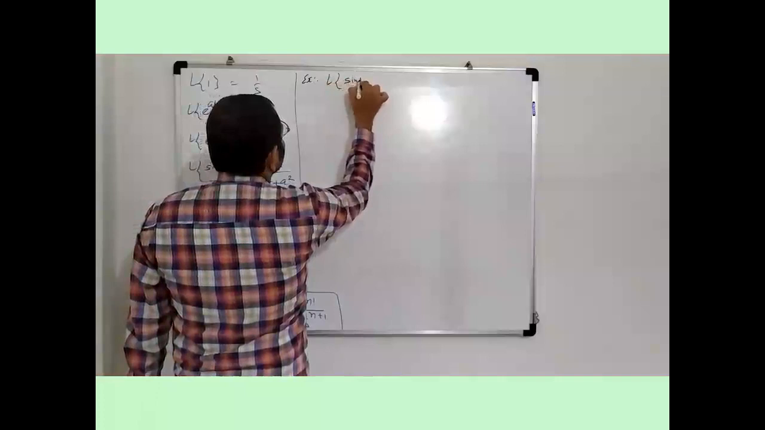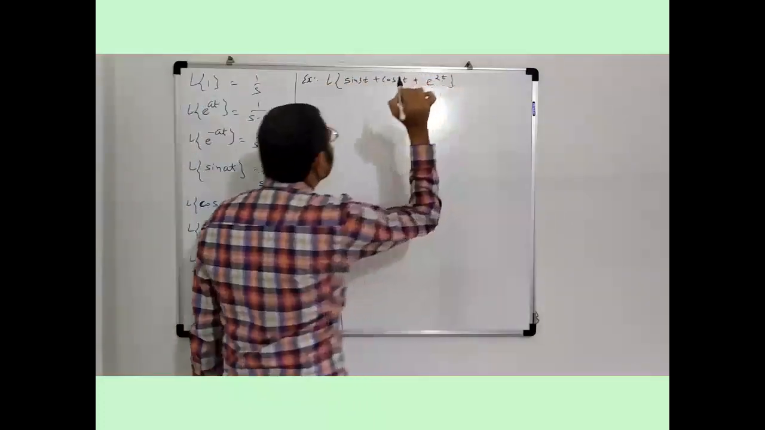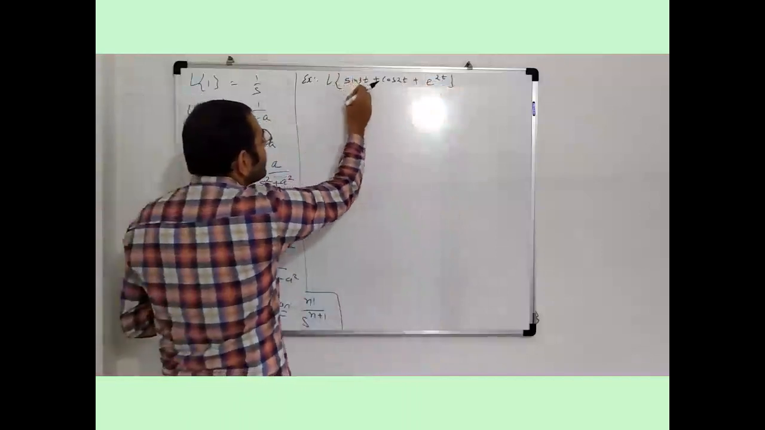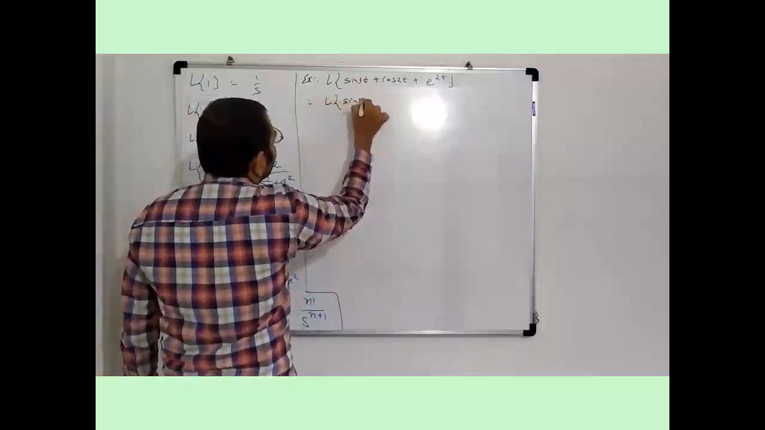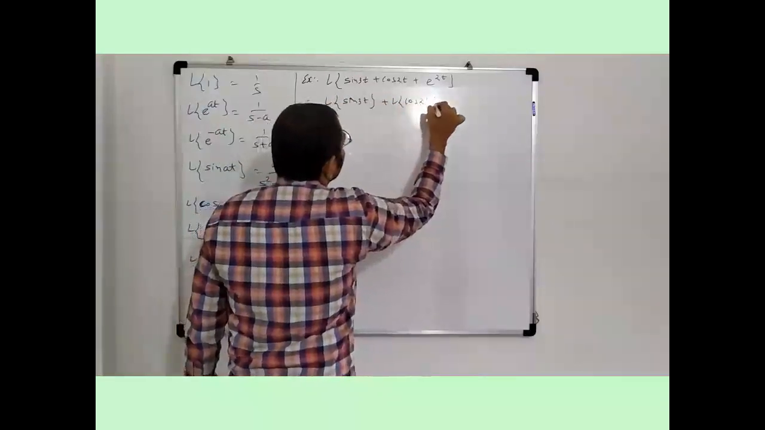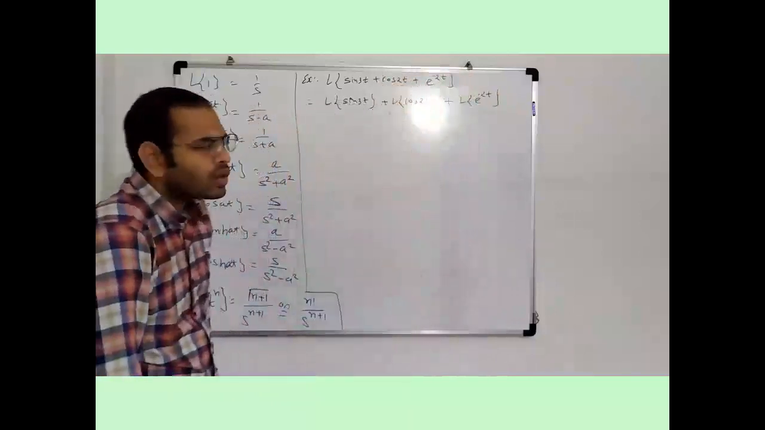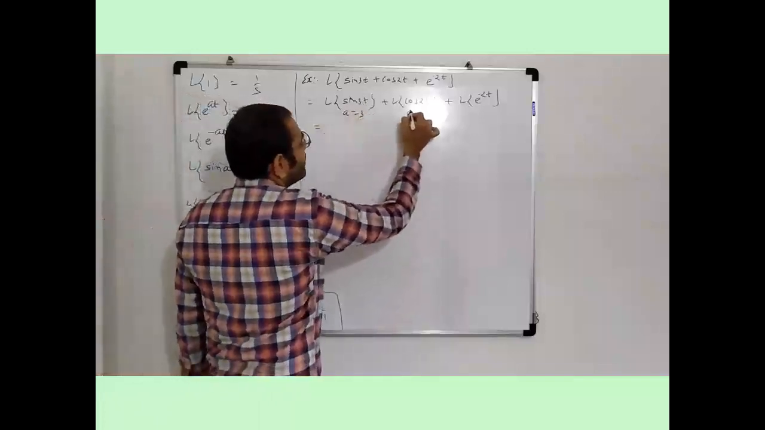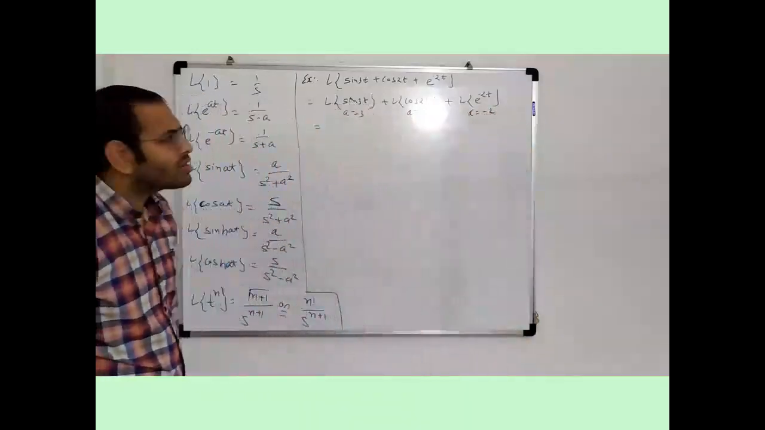Laplace of sin 3t plus cos 2t plus e raised to minus 2t. First, by the linearity property, we take the individual Laplace of all the functions. Then we get Laplace of sin 3t plus Laplace of cos 2t plus Laplace of e raised to minus 2t. Here, in the first term the value of a is 3, in the second term a equals 2, and in the third term a equals minus 2, which is a constant.